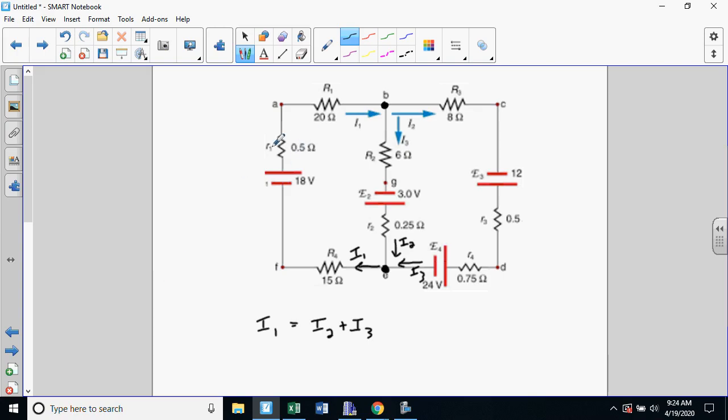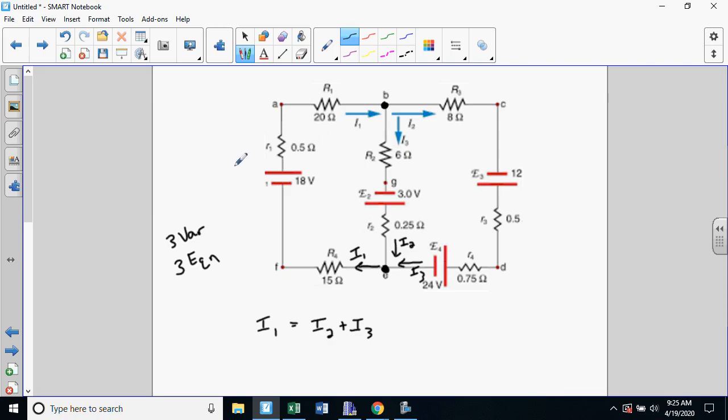Now, it looks like I have three variables, and the three variables are I1, I2, and I3. So with three variables, I need three equations. I have one equation from the junction rule, so now I need to have enough loops to make three equations. So of course I need to do two more loops.